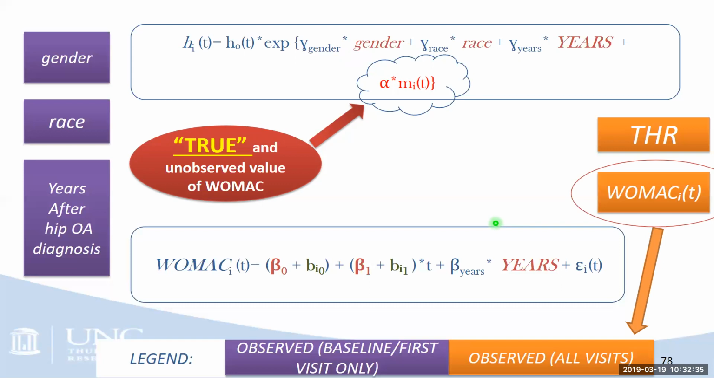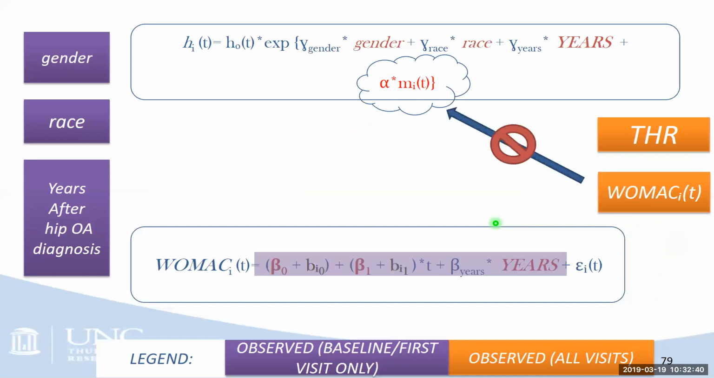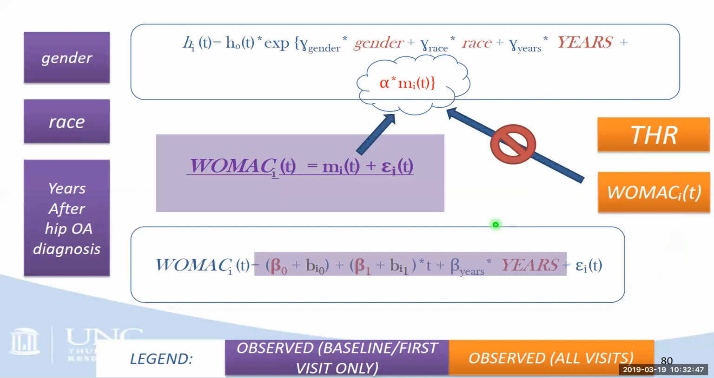Are they actually the same, MIT and WOMAC IT? No, they are not. And of course, they are related. They should be related, because WOMAC IT is a sum of MIT and a general error epsilon IT. In other words, that's what we observe, but without the error. We observe WOMAC only at a specific time point, and it can be measured with errors and subject to daily, weekly fluctuation. And that's the beauty of joint model.